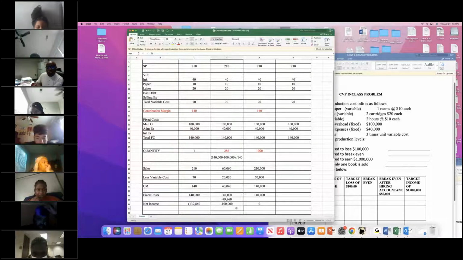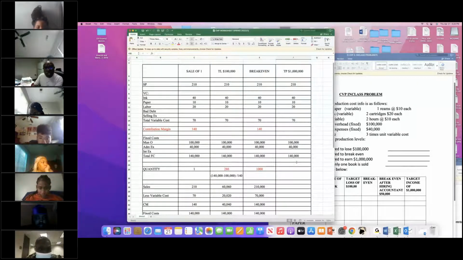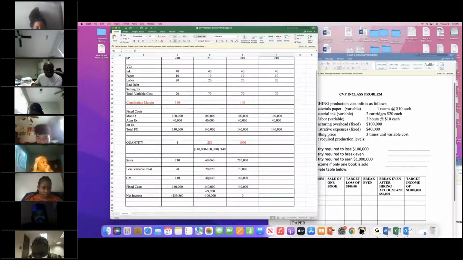All right, you all work this final one where you're making $1 million. Where did the 99,000 come from? We subtracted the contribution margin of 140,000 from the fixed cost, and we got 99,960. We had to do some rounding, but that's close to the 100,000 we wanted.